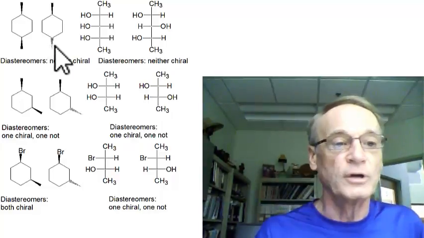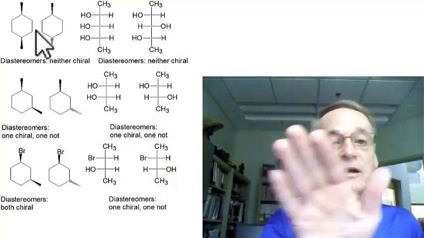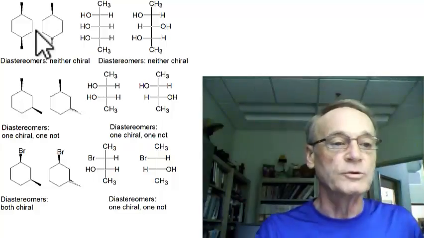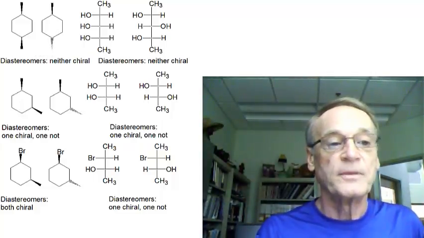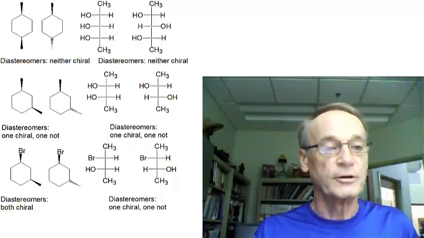Are they mirror images of each other? And the answer is no, they're not. No matter how you turn them, like a pancake, or turn them 180 degrees like this, or however you do it, you will never make them look the same as each other. They're not mirror images of each other, so they are diastereomers, stereoisomers that are not mirror images.